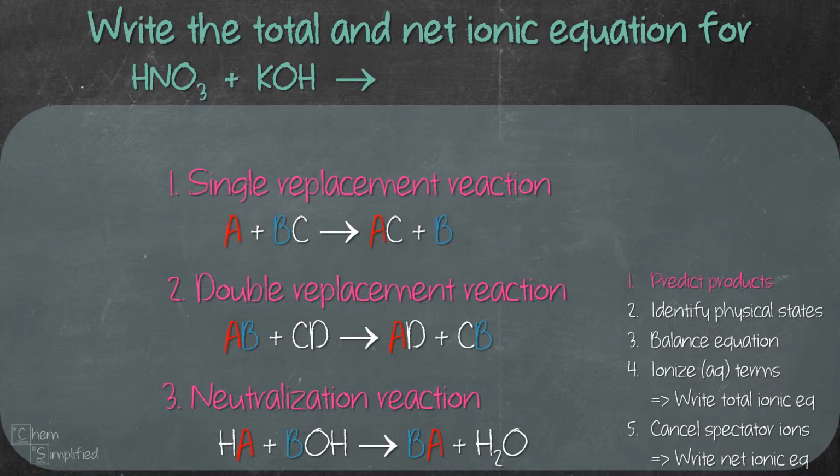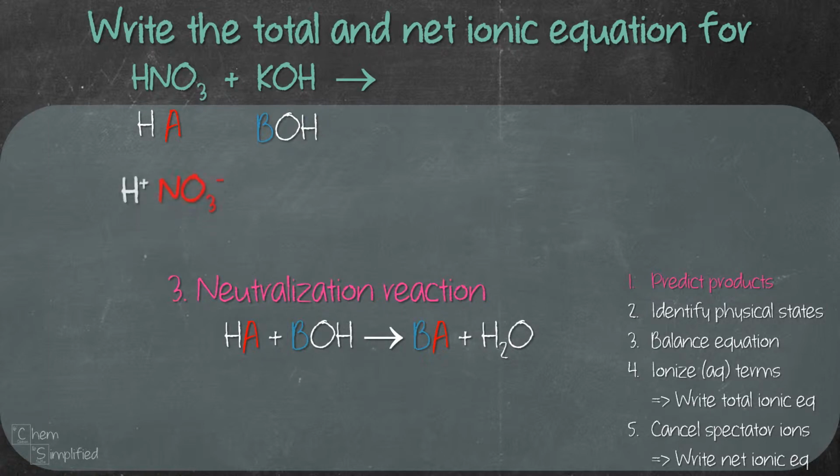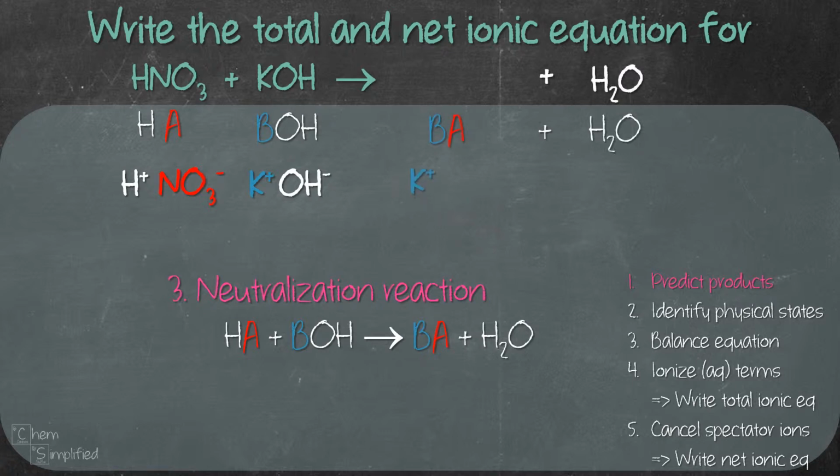So let's take a look at our given question. We have HNO3 plus KOH. It looks like we have an HA plus BOH, so it looks like we have a neutralization reaction. If you identified this as a double replacement reaction, you'll be fine as well, since you'll get the same products eventually. If you don't believe me, give it a try, and we'll double confirm our work at the end. So A is actually NO3 minus, and B is actually K plus. Now that we've identified our A and B, let's go ahead and find the products, BA and H2O.